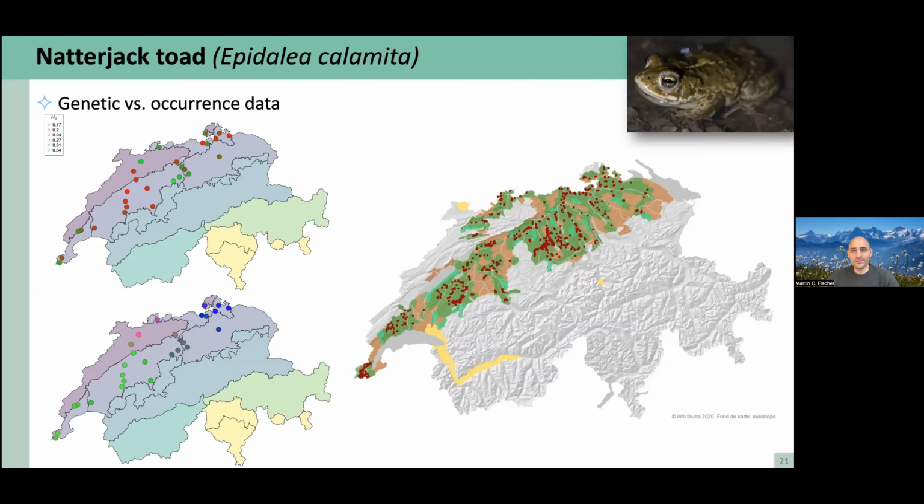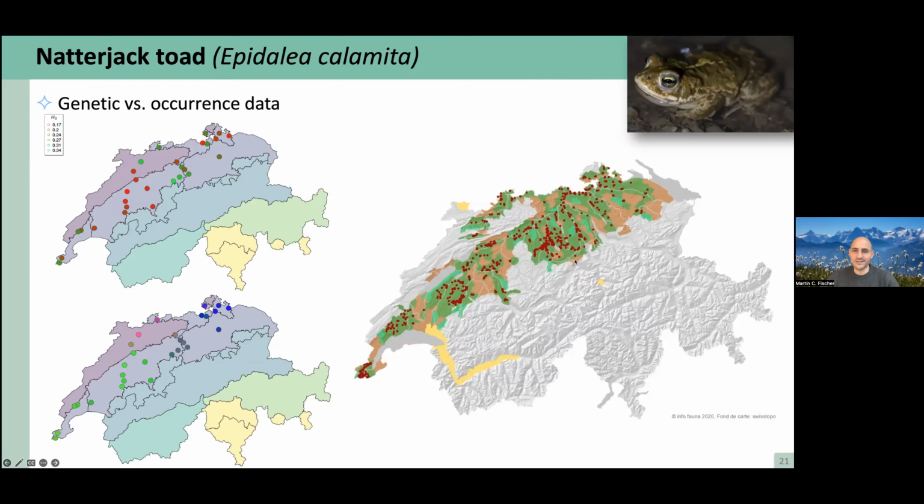If we take all of this together, I think it clearly shows how much more information we gain using genetic data compared to just observation data. This map shows the red dots, which are the observations of the Natterjack toad in the last 20 years, and green areas where it's expected that the toad still exists, whereas the red areas are areas where the toad went extinct in the last 20 years.